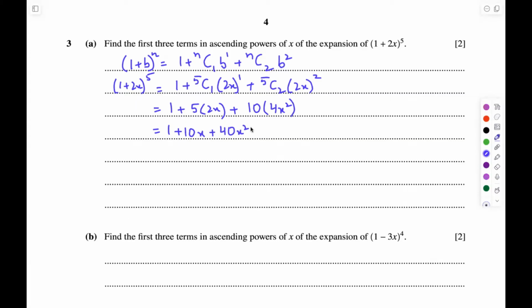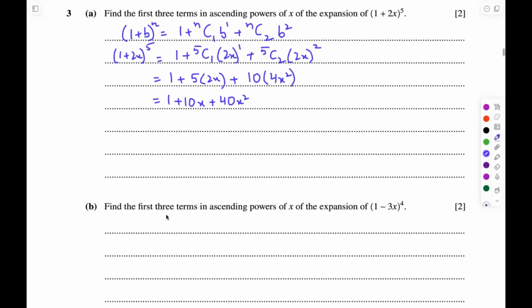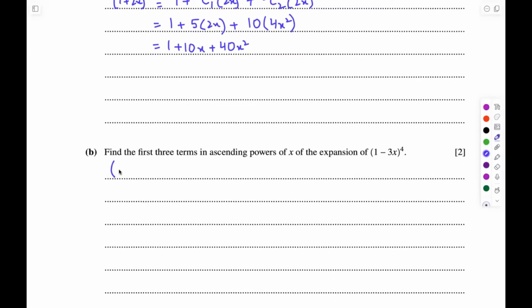In part B, we have to find the first three terms in ascending powers of x in the expansion of (1 - 3x)^4. So again, applying the same formula, (1 + b)^n is equal to 1 + nC1 b^1 + nC2 b^2. In place of b, now we have minus 3x, and in place of n, it will be 4.